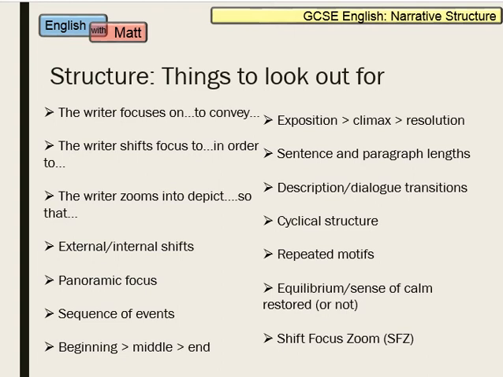And we can also, more complex, I suppose, talk about equilibrium in terms of, at the end, does everything settle down? Is a sense of peace restored? Does everything go back to normal or not? Or, for example, is there a cliffhanger which actually disrupts that equilibrium and things don't go back to normal, to a sense of calm? So that's, I suppose, can also be to do with the ending.